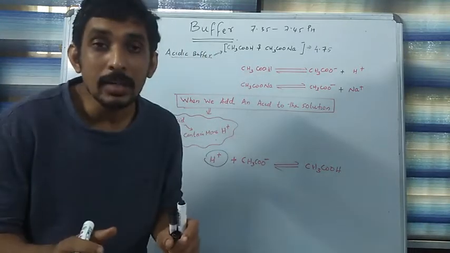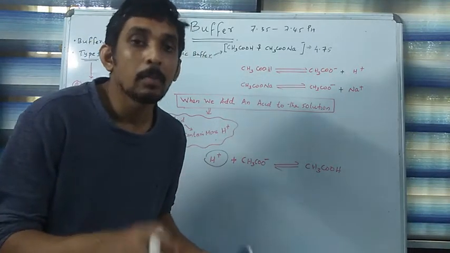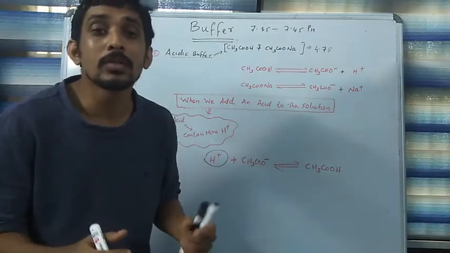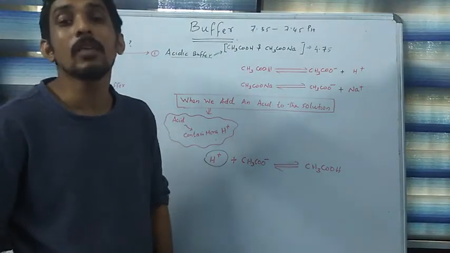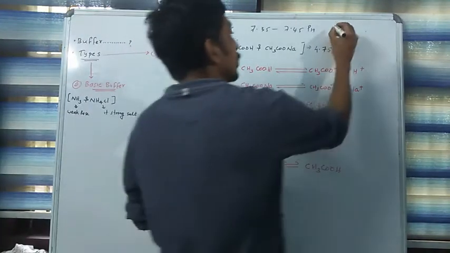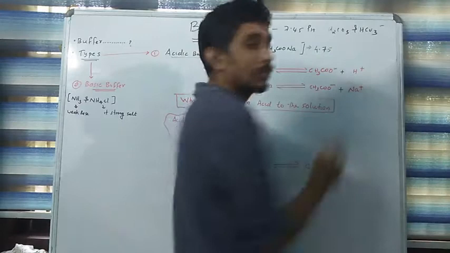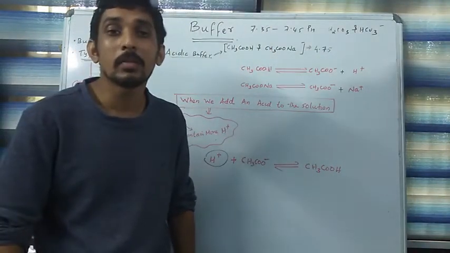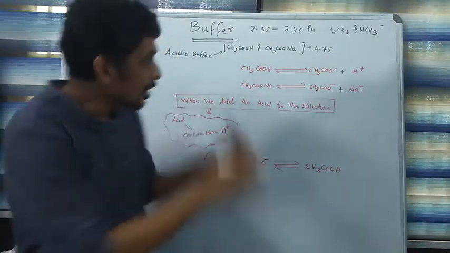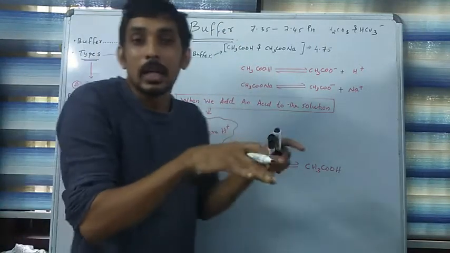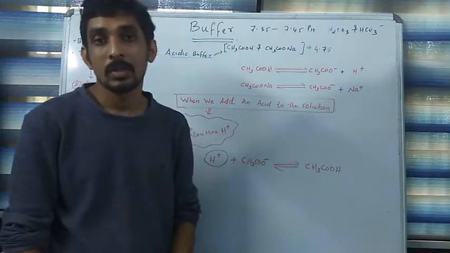The main reason behind maintaining this constant pH is the presence of a specific buffer in our blood. That buffer is called the carbonic acid bicarbonate buffer. So it shows the relevance of buffer in living organisms.